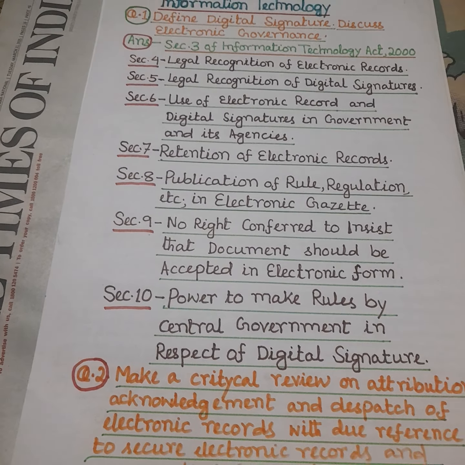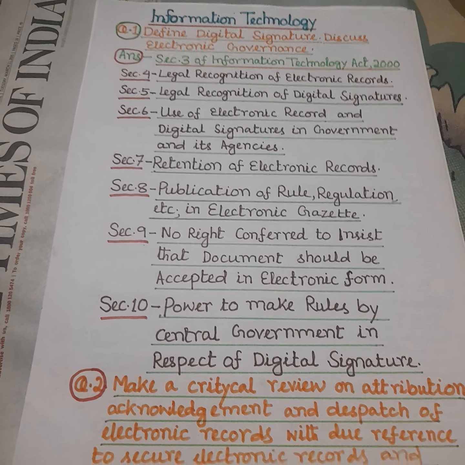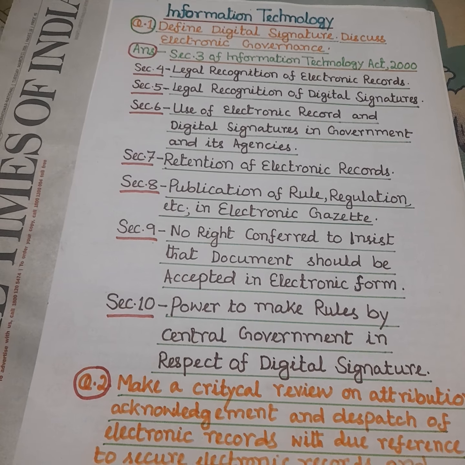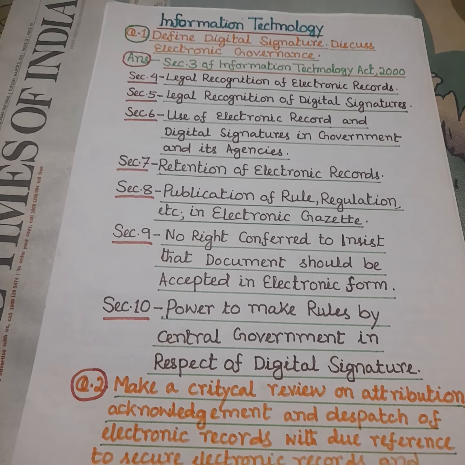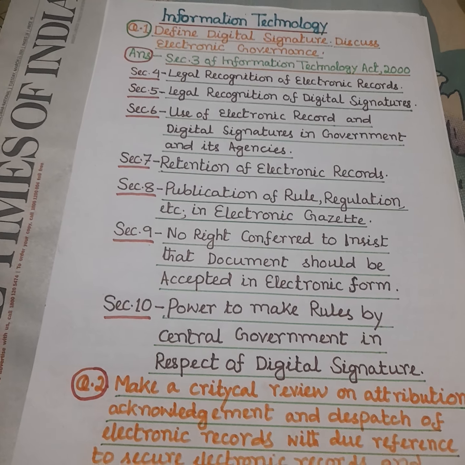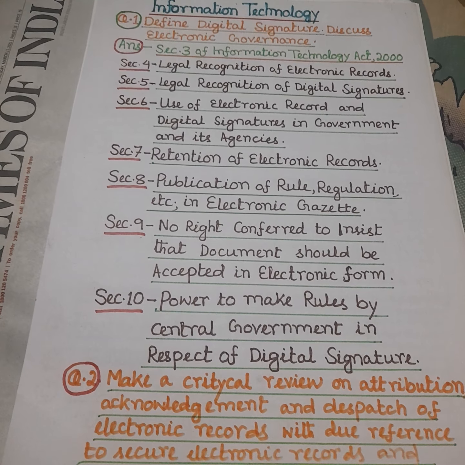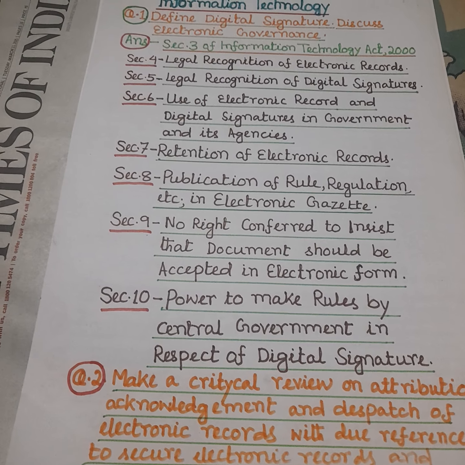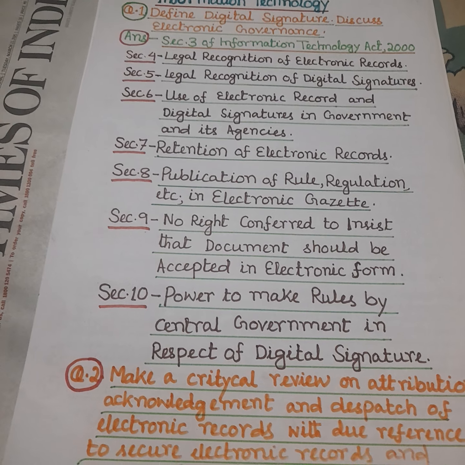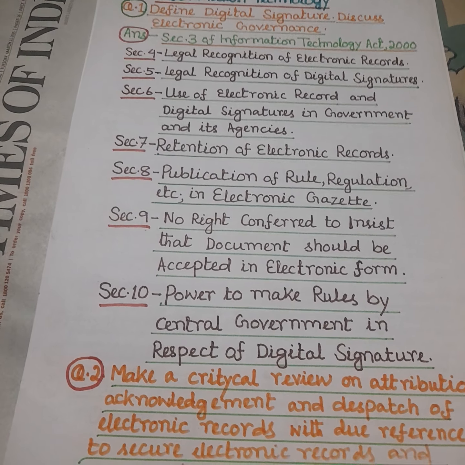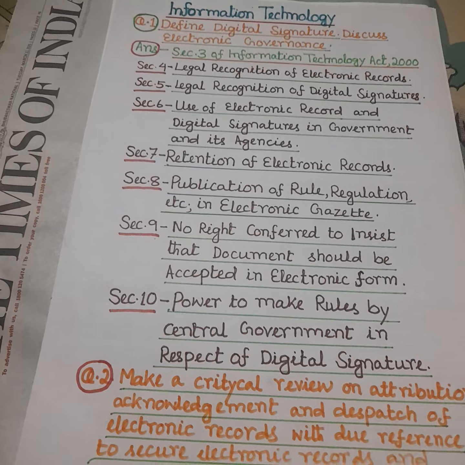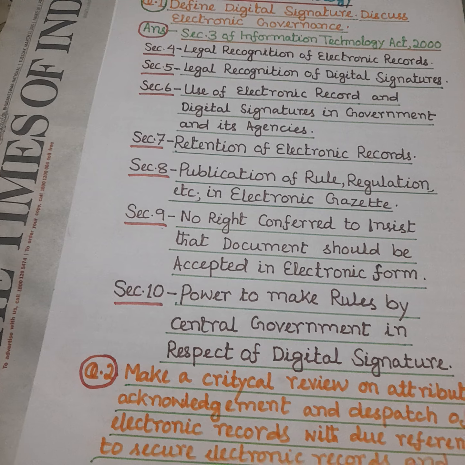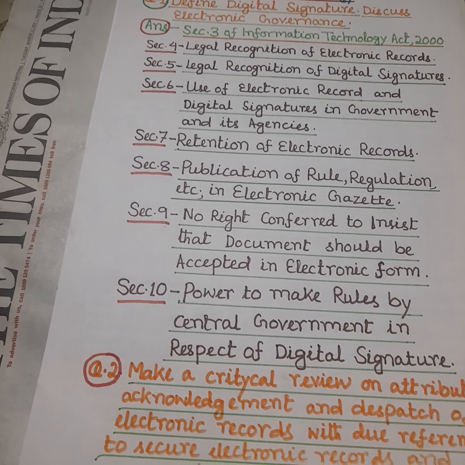So, in this particular series of lectures on the Information Technology Act, we would like to discuss certain questions we have framed, and in particular the first question: define digital signature and discuss electronic governance. Regarding digital signature, Section 3 of the Information Technology Act 2000 provides that any subscriber may authenticate an electronic record by affixing his digital signature.